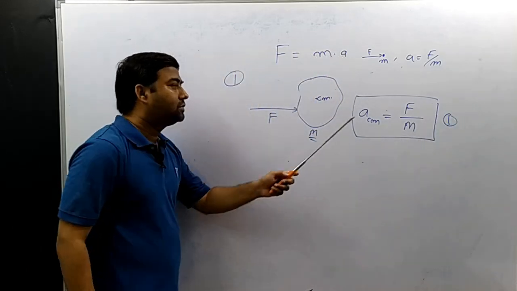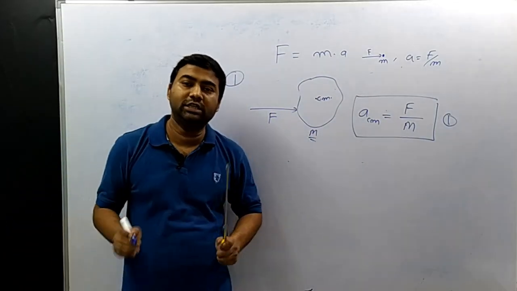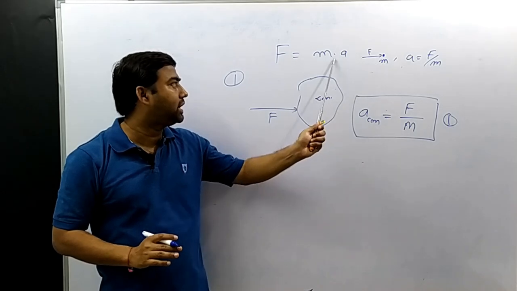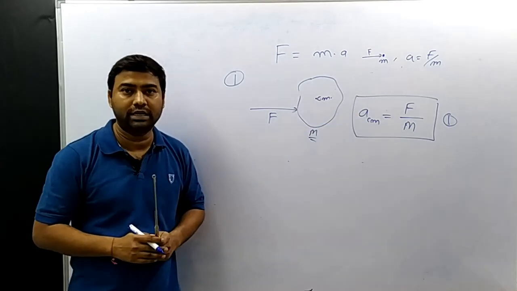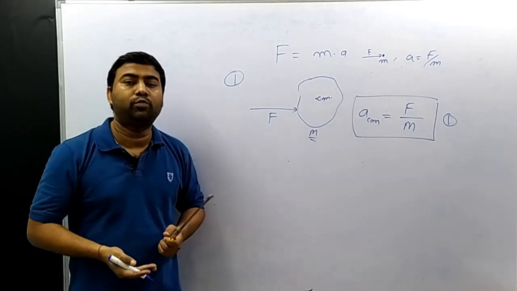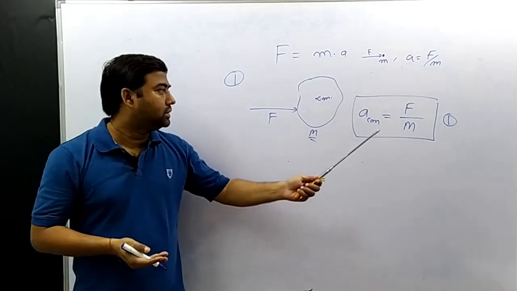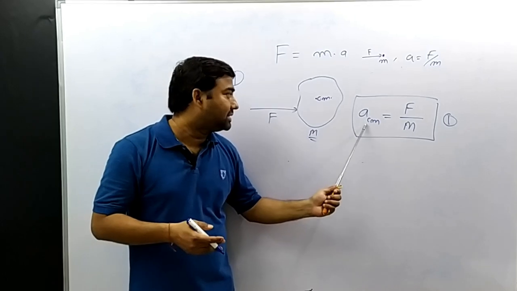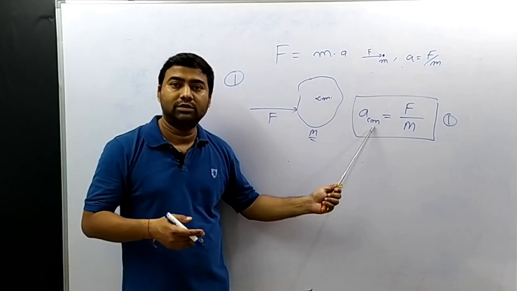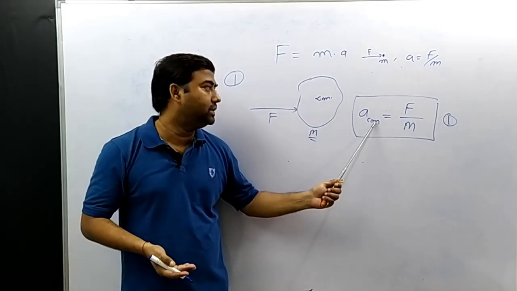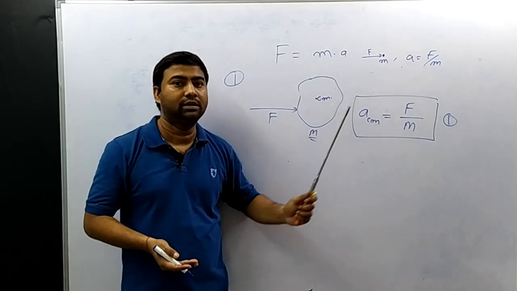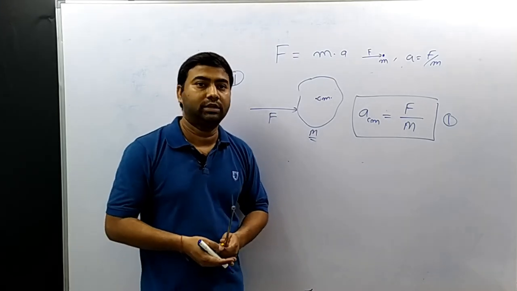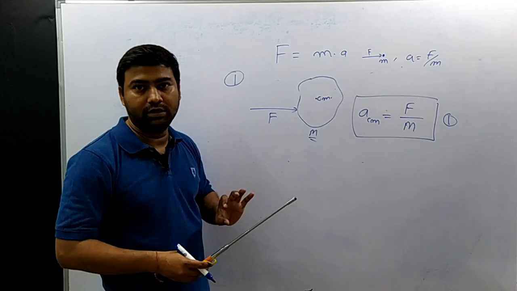This is Euler's first law of motion for a rigid body, which has been derived from Newton's second law of motion for point mass. This is for rigid bodies, real bodies. That is, the acceleration of the center of mass of a body will be equal to the net force divided by the mass of the body. So this is for a single body.